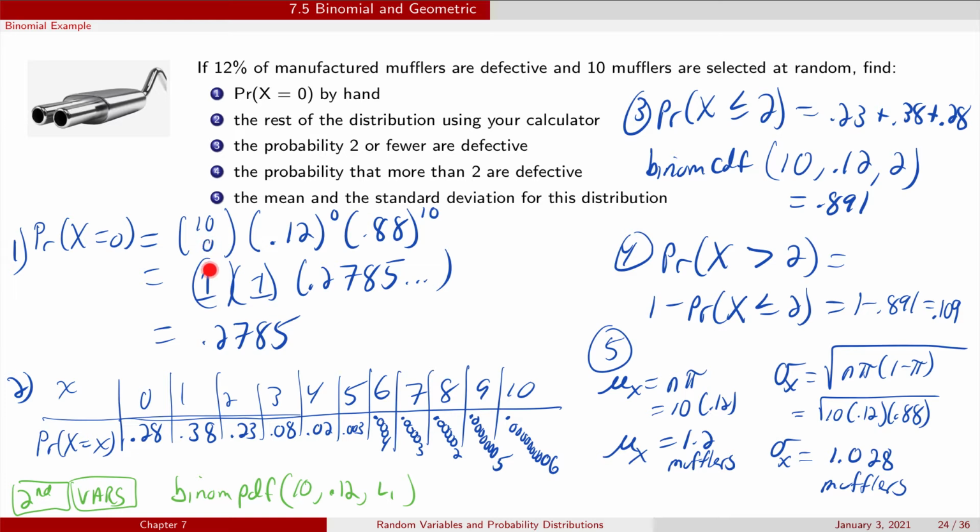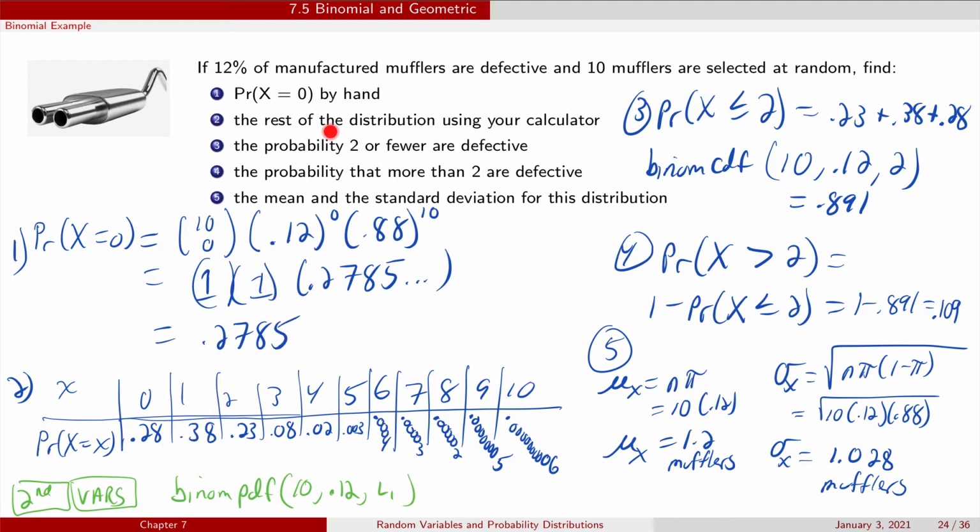10 choose 0 is going to be 1 from your calculator, or if you think about it, write the word non-defective 10 times in a row, and that's the only way you can arrange having 10 mufflers selected and 0 non-defectives. If defective is a probability of 0.12, then 0 of my mufflers are going to have a 12% probability, and 10 of my mufflers are going to have the non-defective 88% probability. So multiply all these together, we get the probability in my selection of 10 that I get 0 defective mufflers is 0.2785. Again, that's a little bit of work, so we're going to use our calculator to find the rest.